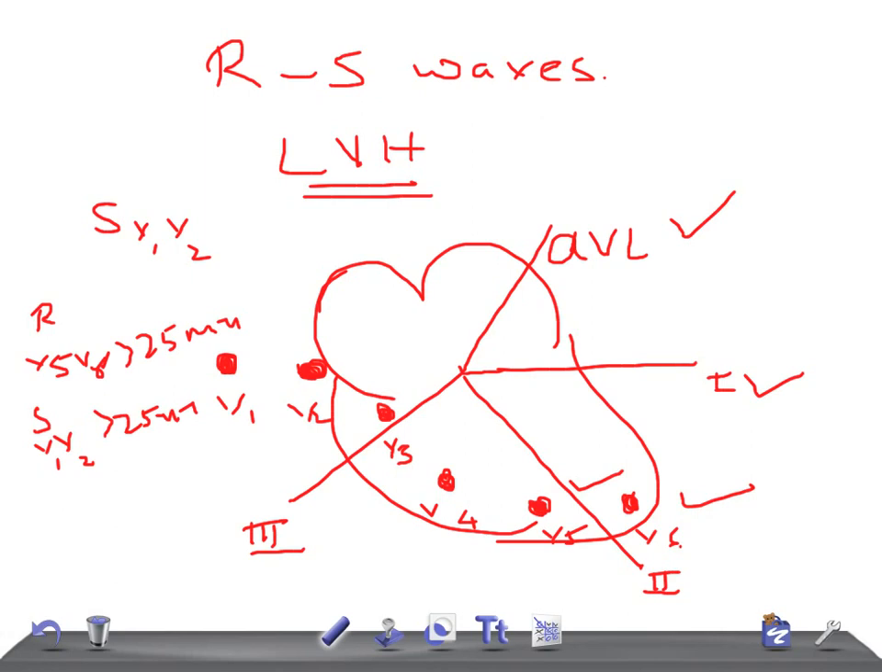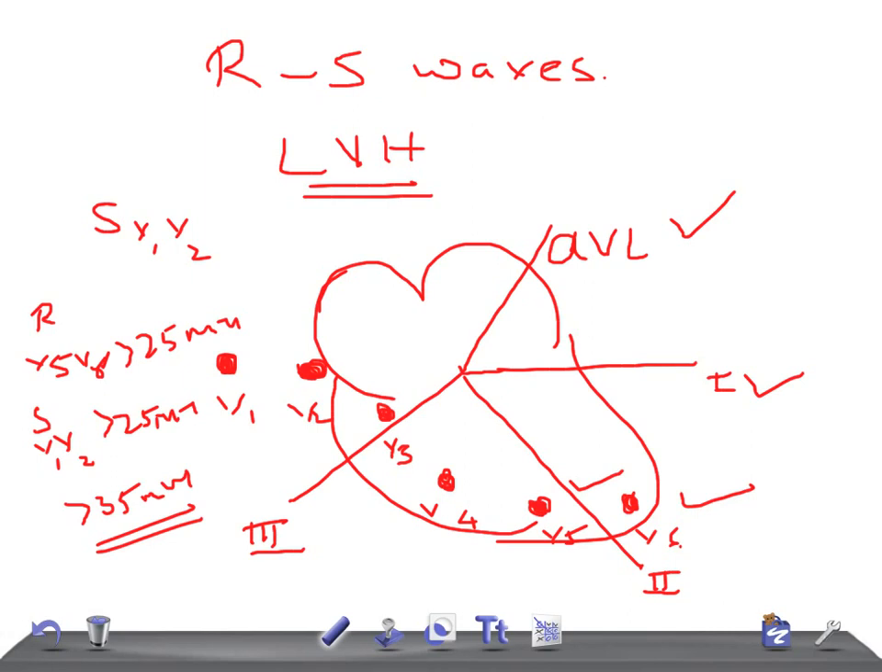But remember, S wave in V1 and V2, R waves in V5 and V6, they look at the left ventricle. So the total of the R wave in V5 or V6, plus the S wave in V1 or V2, exceeds 35 millimeter total. If they're exceeding more than 35 millimeter, then you can say it's going to be left ventricular hypertrophy.